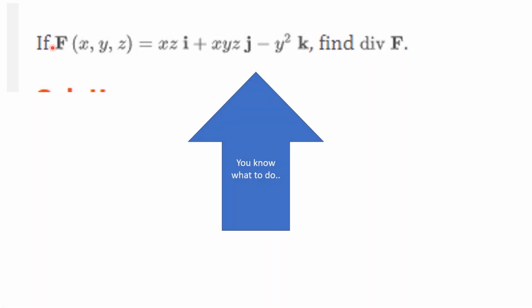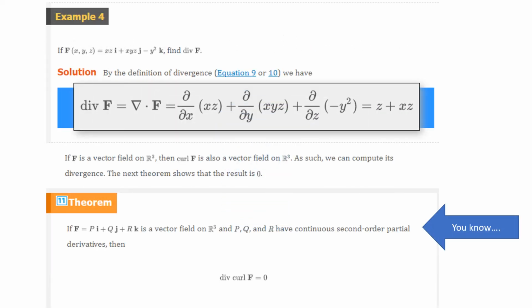Let's do an exercise. So if capital F is equal to this vector field, find the divergence of F. You know what to do. Let's see how you did. So you should go through the computation again. This is the dot product. So you take the derivatives and you add them together. What you should get at the conclusion of this calculation, make sure you can do this because I might very well ask you to compute the divergence of something, is z plus xz.